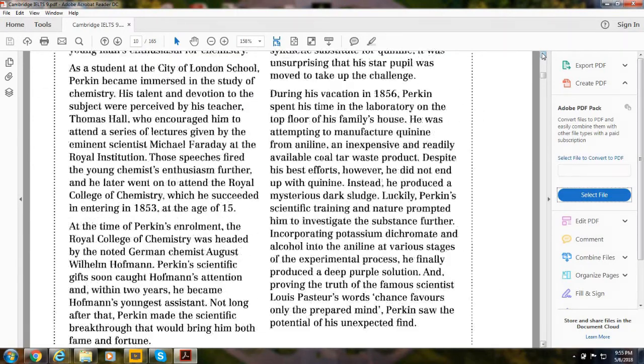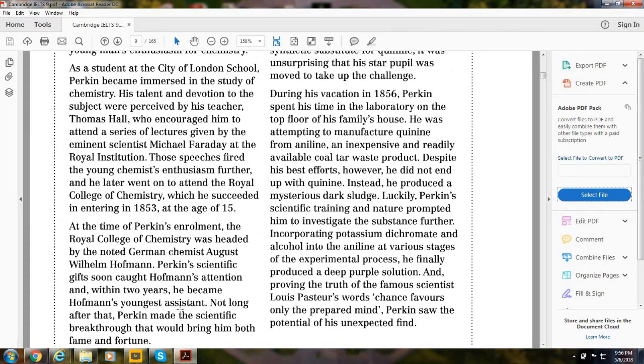Again, the technique is that wherever you were able to get your last answer, read ahead of that. Do not waste your time. Last answer was here, so you just have to read it out here. At the time of Perkins' enrollment, the Royal College of Chemistry was headed by the noted German chemist August Wilhelm Hoffmann. Perkins' scientific gift soon caught Hoffmann's attention, and within 2 years he became Hoffmann's youngest assistant.